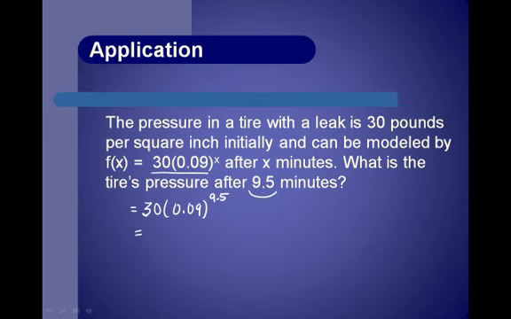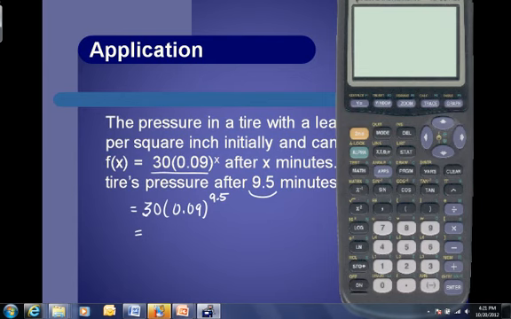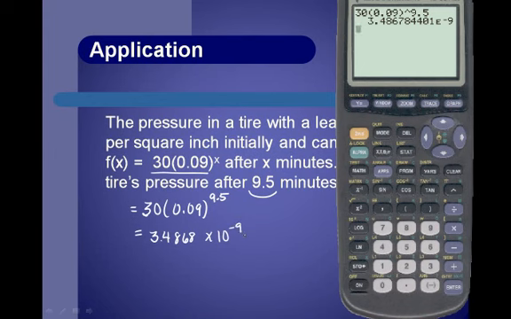Now when we do this, we're going to need our calculator. So we're going to type in 30 times 0.09, close the parenthesis, to the power of 9.5. And that gives us 3.48678 times 10 to the negative 9th. But remember, 10 to the negative 9th means we're going to move the decimal back 9 places. So it would be 0.000000349 or 34868, depending on what they want us to round to.